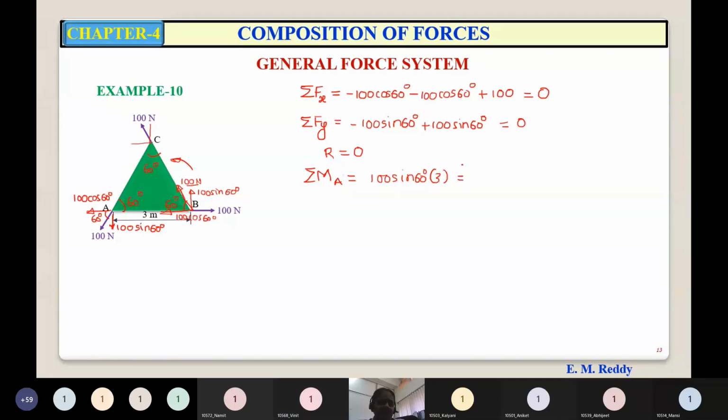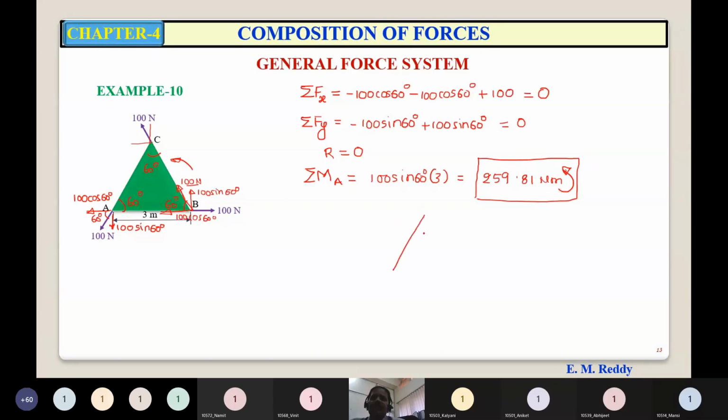And it is anti-clockwise. So this will be 259.81 Newton meter anti-clockwise. So this is our resultant. Magnitude of resultant is 259.81 Newton meter. The sense or direction of resultant, here it is a moment, so it is anti-clockwise.